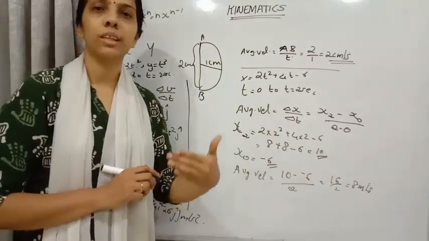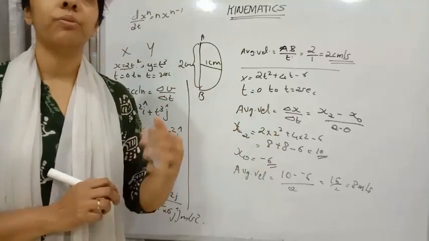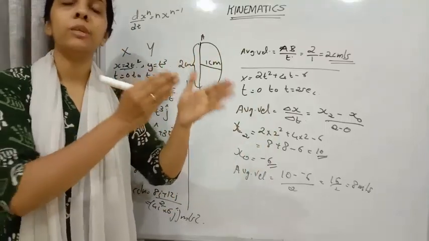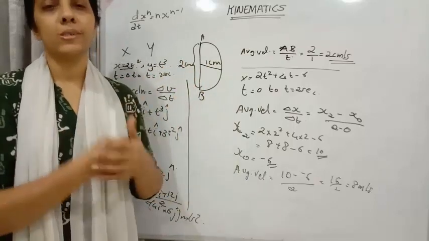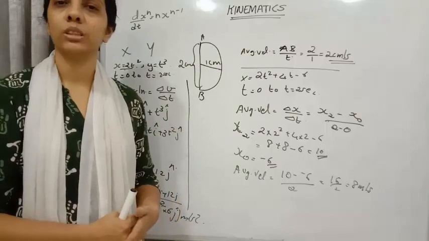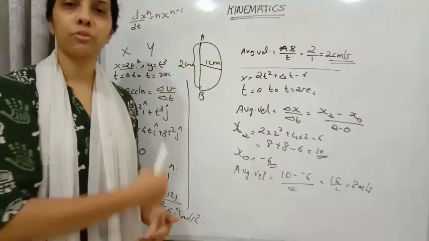And there are some more numericals. We already told that if the velocity is changing over equal distances or over equal timings, how we can calculate the average velocity. I told you the formula.